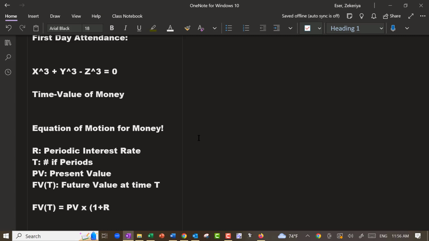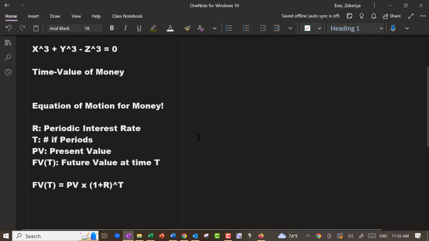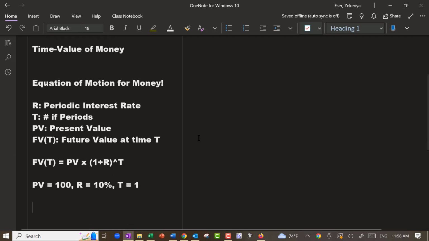I mean, the way that works, let's say PV is $100, and let's say R is 10%, and T is 1. I could obviously plug in my 1 in there and solve it, but let's see how that works. FV1. Well, I'm going to get my principal, which is the present value, plus interest, right? For one period.